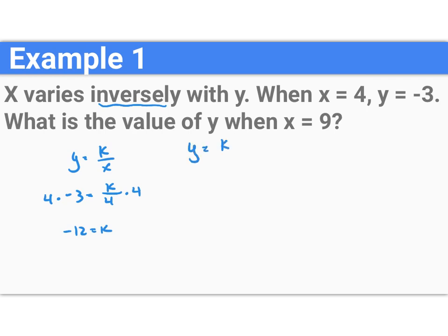So now that we know what we're working with, we use the equation again. Y equals k over x. What is the value of y? Y equals negative 12 over 9. And we get, let's reduce this fraction down, negative 4/3 equals negative 1 1/3. And that's the value of y when x is 9.